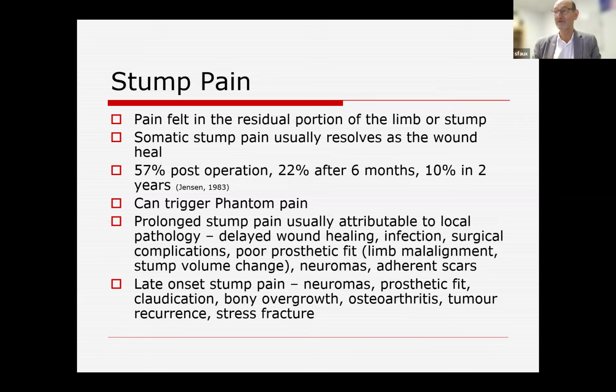So if the stump pain is very severe, if there's an infection, phantom limb pain can re-emerge or emerge more strongly. And prolonged stump pain is usually attributed to local pathology. So you need to have a look at delayed wound healing or infections or surgical complications or poor prosthetic fit, neuromas or adherent scars. And late onset stump pain can come on from neuromas or the prosthetic fit, claudication, bony overgrowth of the end of the stump, osteoarthritis, tumour occurrence, or stress fracture. Stress fracture is important to remember because these bones generally tend to be osteoporotic.